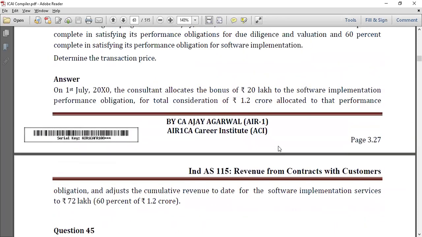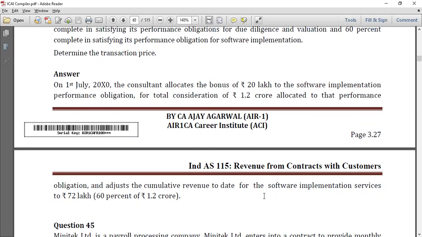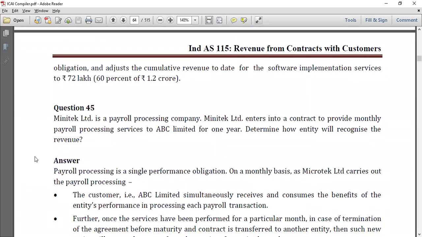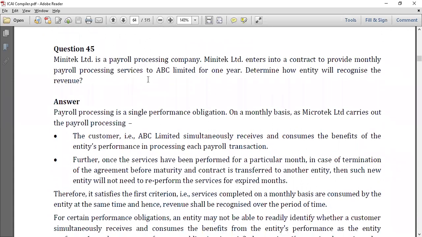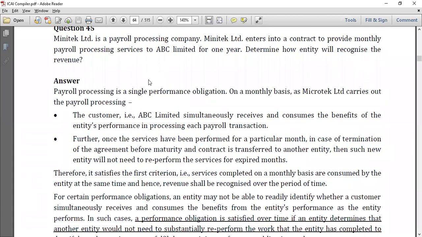See, the answer goes like this. The entity allocates the bonus of 20 lakhs, right? Now the total consideration is 1.2 crore for the software implementation only. I'm talking about only software implementation. And he is adjusting the cumulative revenue to date for the software implementation, that is 1.2 into 60%, that is 72. Right? Clear. Next, 45th. For this video, this will be the last one.